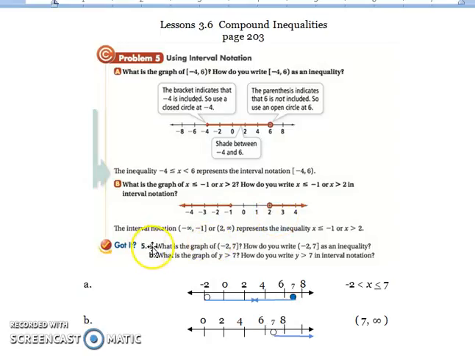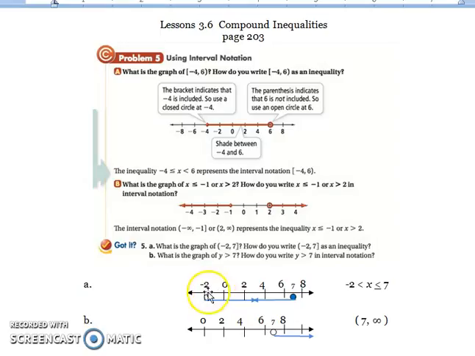Okay, 5a, what is the graph of (-2, 7], and write it as an inequality? Okay, so -2 has a parenthesis, that's an open circle. 7 has a bracket, that's a closed circle. And since they're in the parentheses together, that means it's an and. This little bow tie right here is my arrows crashing into each other. It looks like a little bow tie.